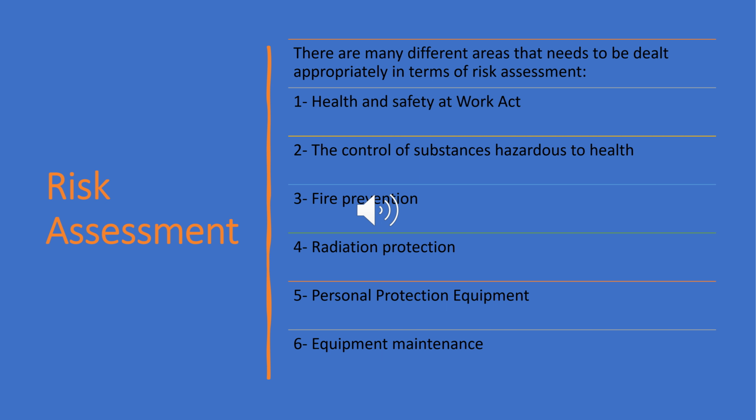Number 3, fire prevention, training on different fire extinguishers and the knowledge on fire exits and assembly points. Number 4, radiation protection, take all precautions necessary to provide reasonably adequate protection to the health and safety of individuals who are subject to radiation exposure.